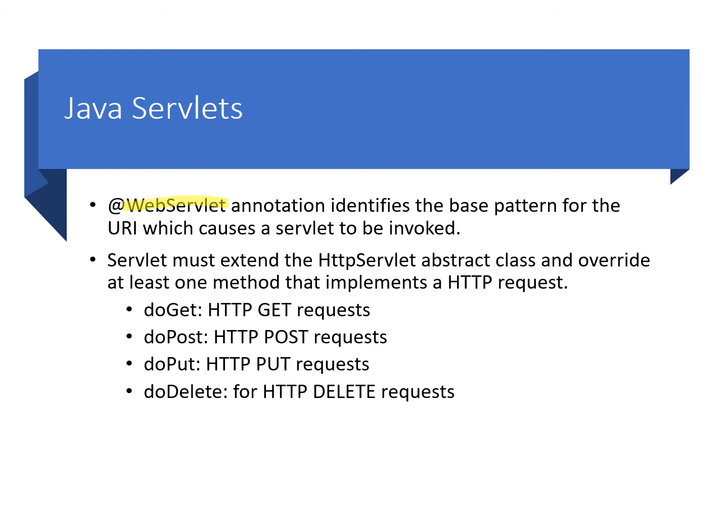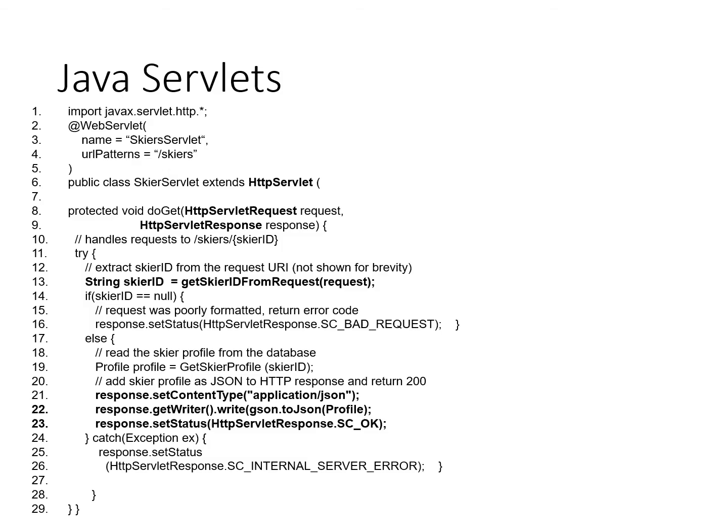The HTTP verbs map to the methods as follows, shown on the slide. A GET request goes to the doGet method, a POST goes to the doPost, a PUT to the doPut, and a DELETE to the doDelete. When we define one of our servlet methods, each is passed as a parameter a HttpServletRequest and HttpServletResponse object, as we see here.